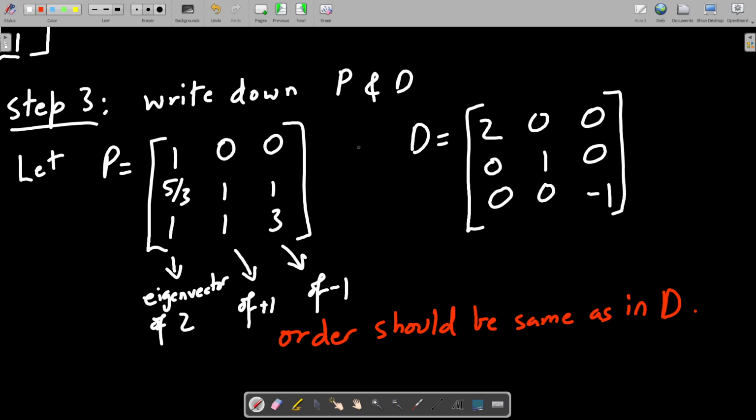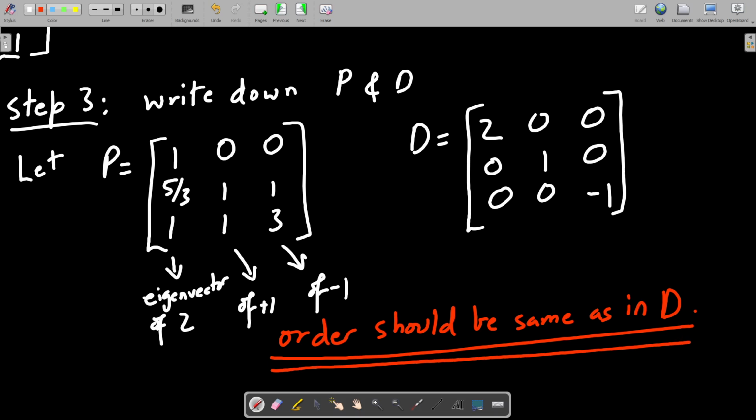Okay, so if you're writing 2, 1, minus 1 over here, the eigenvector should be 2, 1 and minus 1. If you're writing minus 1, 1, 2, then the eigenvectors also should be in that order over here. This is very important. If you write this wrong, then the matrix P is going to be wrong. So whichever eigenvalue comes first, that fellow's eigenvector also should come first.